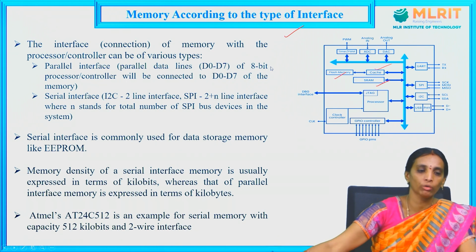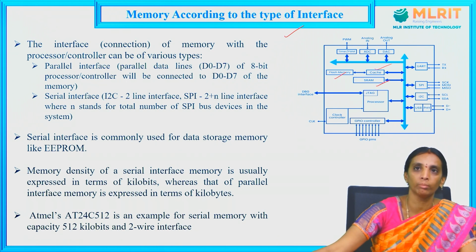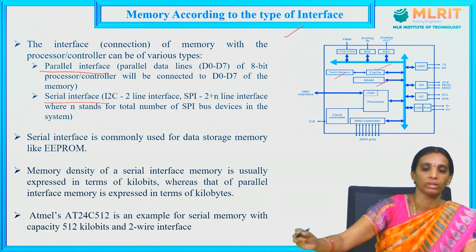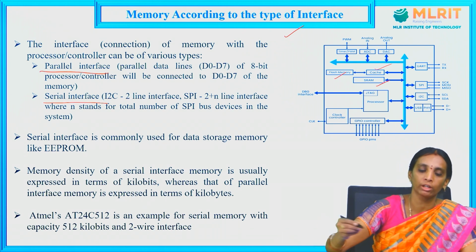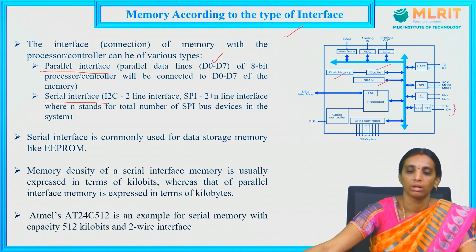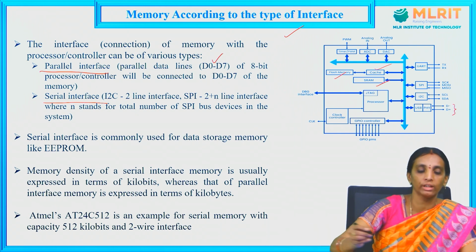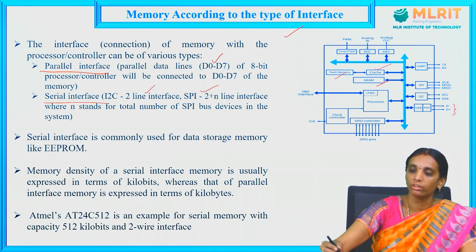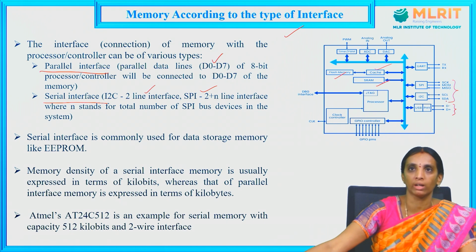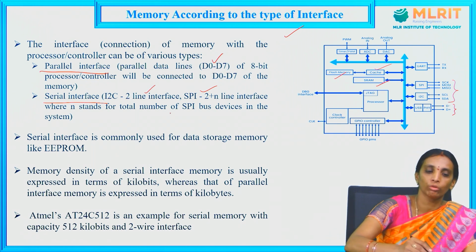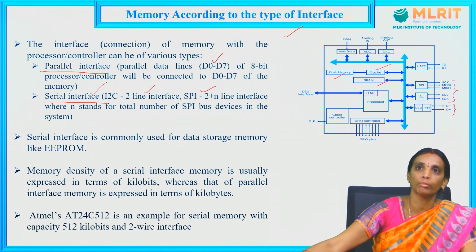The interface of memory with the processor or controller can be of different types. One is parallel interface, another is serial interface. The parallel interface is connected through D0 to D7, which are parallel data lines in the processor. For serial interface, we have two buses, I2C and SPI. These two are called serial interface lines, which are used for providing interfacing to serial memory data transfer.